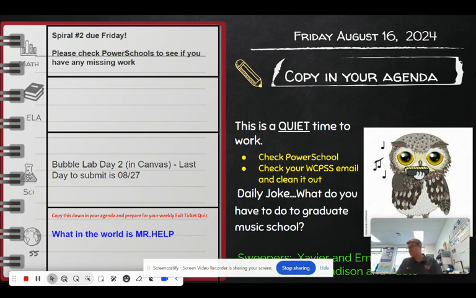If you have any questions or any concerns, please let us know. If you can't get into Power School, you can either send me an email or Miss Thomas. Remember, she's the one that's going to help you with Power School if you're having troubles.